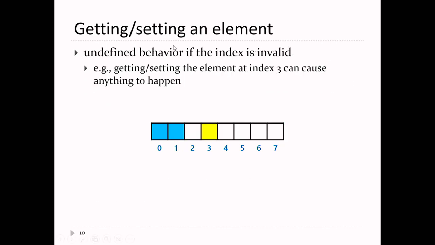So you always get undefined behavior if the index is invalid. If I try to set or get that element there, that element doesn't exist, so I can neither set nor get it. In C, we have to decide what is going to happen if we try to do that. In Java or Python, you would get an exception. In C, there are no exceptions, so we have to do something else to indicate that an error has happened.